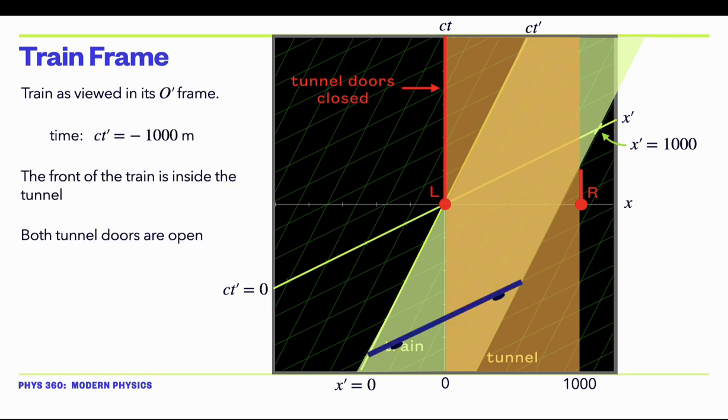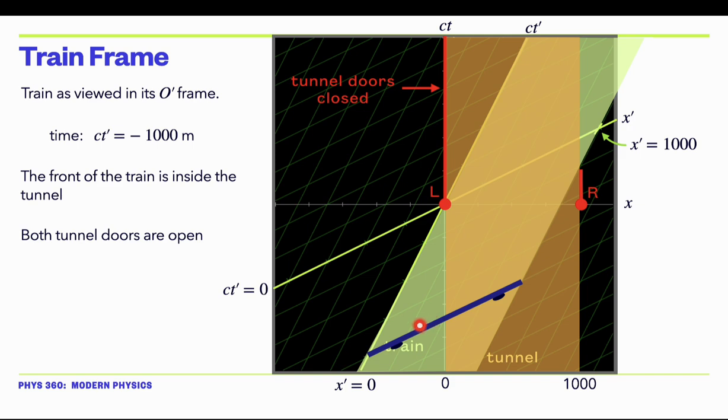Now what we want to do is draw in the train in the O prime reference frame. So how does this work? This axis right here is when CT equals 0. The grid line below it is at minus 250, minus 500, minus 750. So this line right here corresponds to CT prime of minus 1,000 meters. So let's look and see what's happening here.